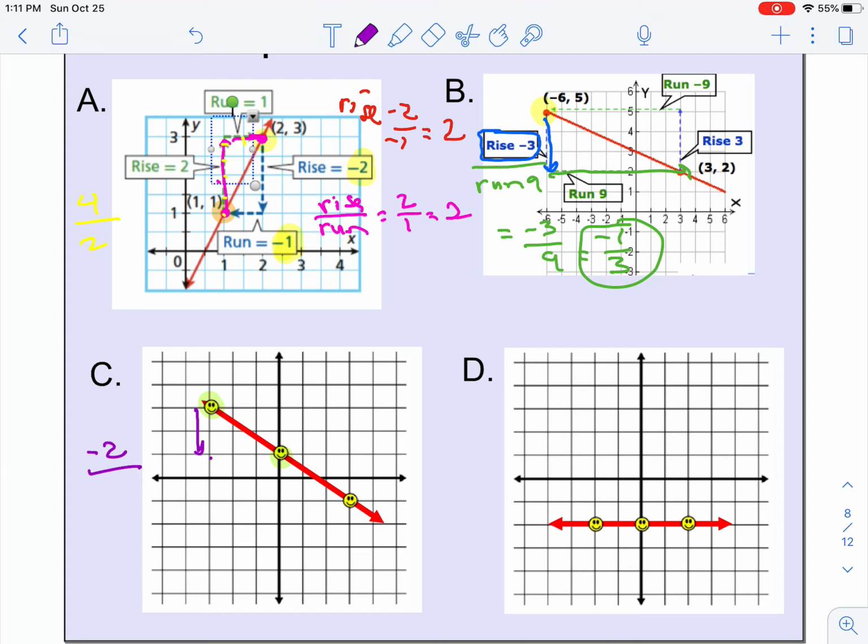I'm going down 2, and I'm going 1, 2, 3 over, so plus 3. So my rise is going down 2, and my run is 3, so that is negative 2/3. That should be what you got for your slope.